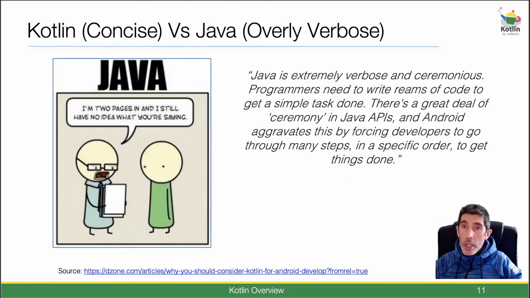To talk a little bit about Kotlin's conciseness and Java's verboseness, we had an article here on dzone.com, a few excerpts from it. Java is extremely verbose and ceremonious. Programmers need to write reams of code to get a simple task done. There's a great deal of ceremony in Java APIs, and Android aggravates this by forcing developers to go through many steps in a specific order to get things done. And again, I can testify to that myself. There's a lot of hoops you have to jump through just to get some basic things up and running. And Kotlin has tackled those issues and solved a lot of those problems.